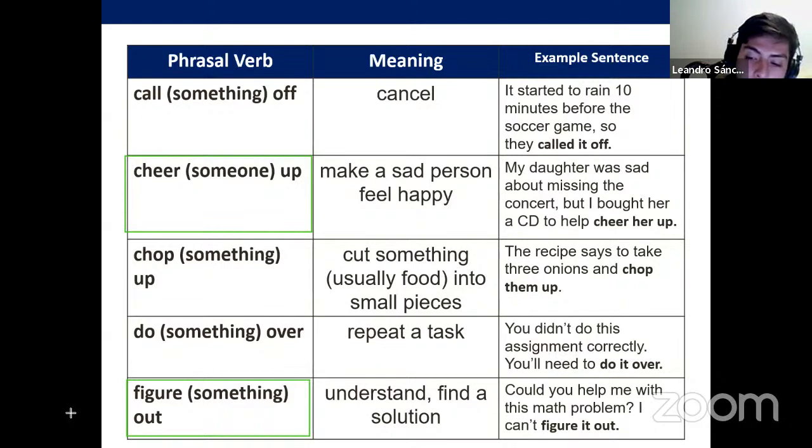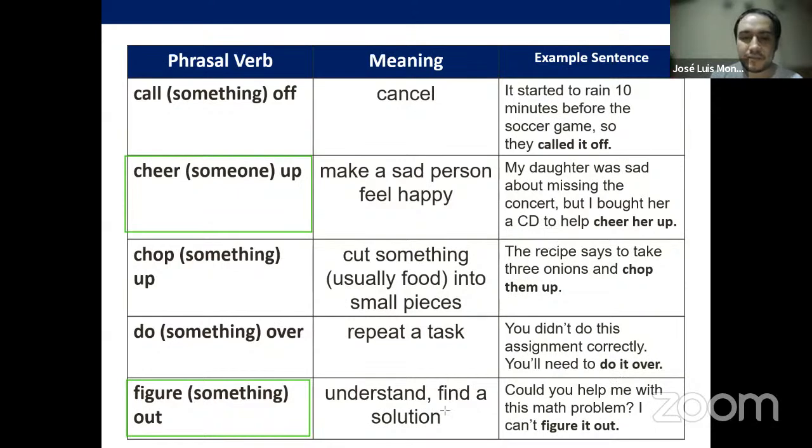Figure something out. Understand, find a solution. Could you help me with this math problem? I can't figure it out. Good, thank you. Now here is the math problem, right? So what example can you give me with figure something out? It means to understand something or to find a solution for something.